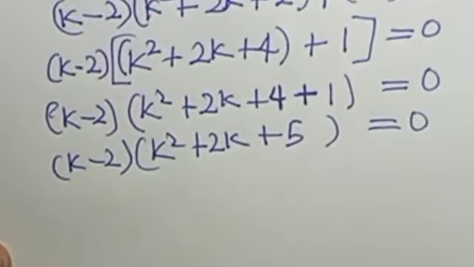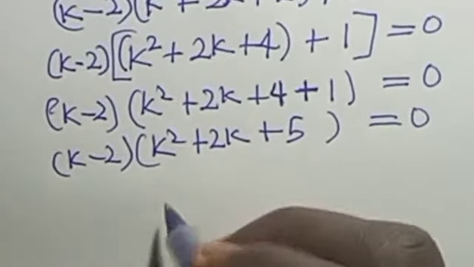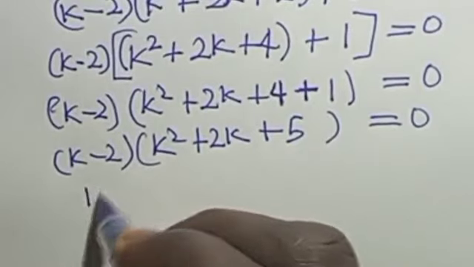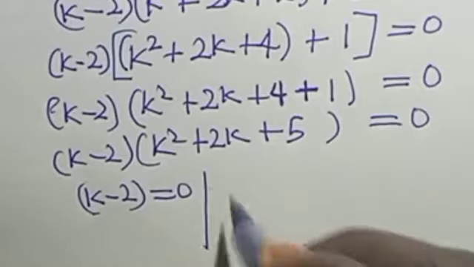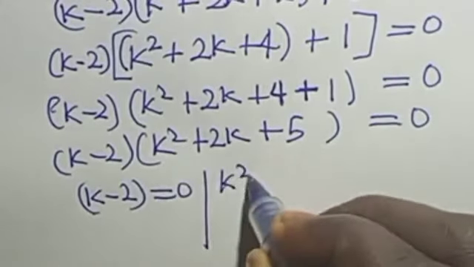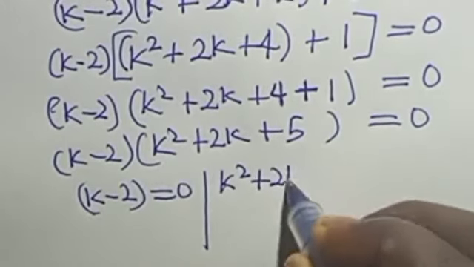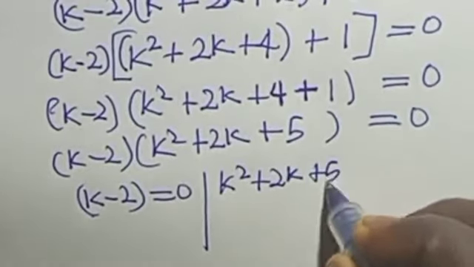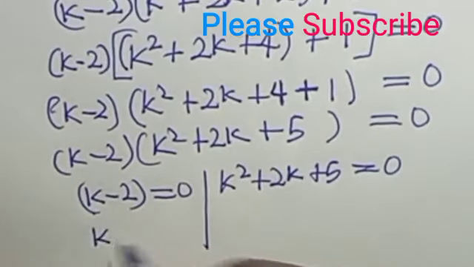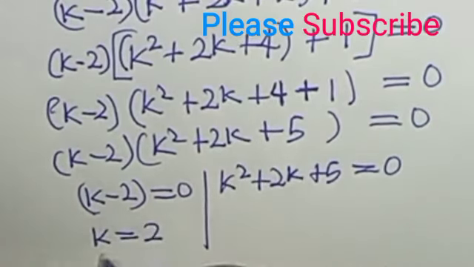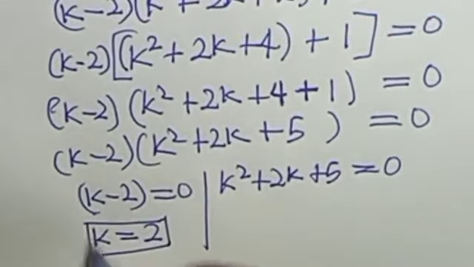equal to 0. And now we can say that either k minus 2 is equal to 0, or k squared plus 2k plus 5 is equal to 0. And from here, k is equal to 2, the first value of k.